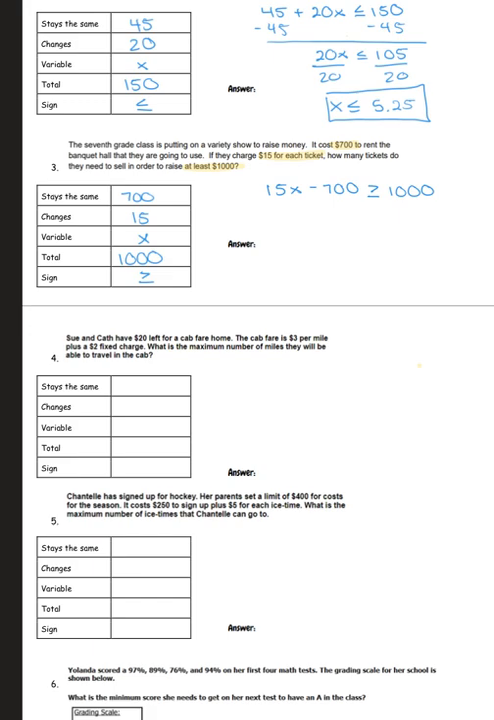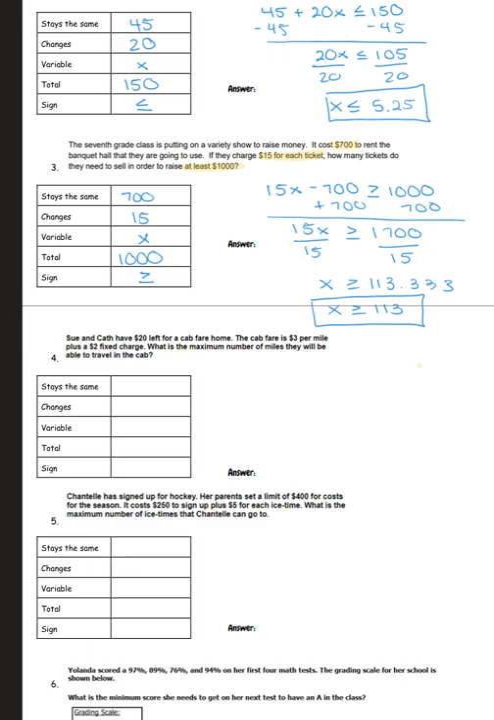To solve this, we are going to add 700 to both sides. So we get 15x is greater than or equal to 1,700. Then we're going to divide both sides by 15, and we have x is greater than or equal to 113.333, which we can simply round up to approximately 113. So x has to be greater than or equal to 113.